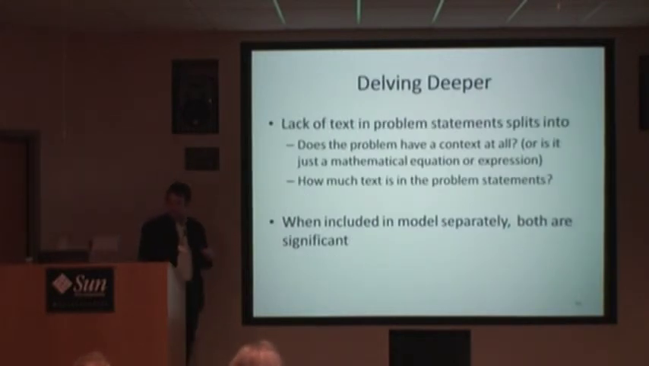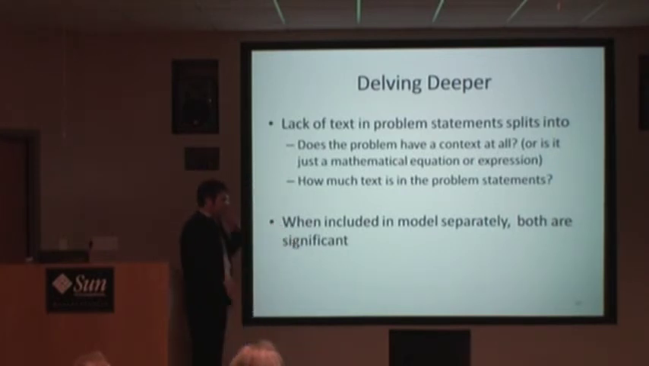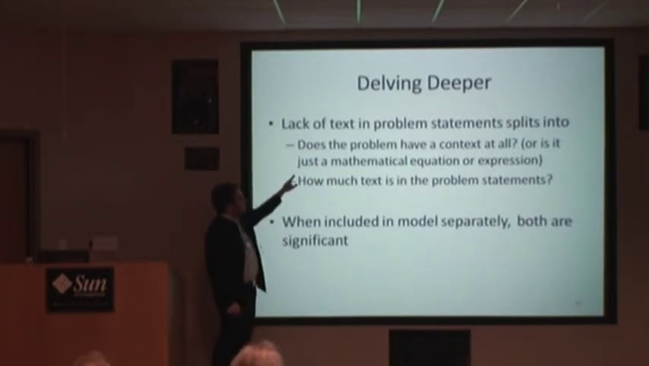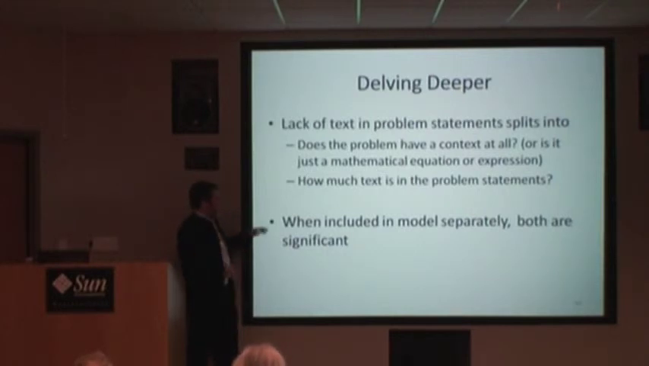So the lack of text and problem statements, as I mentioned, having more text and problem statements means less gaming, or conversely, less text and problem statements, more gaming. And that breaks into, does the problem have a context at all, or is it just a mathematical equation or expression, like in Aplusix? That's relatively rare in the cognitive tutors, but we do have some lessons of that nature. And if there is a problem statement, how much text is in them? So that text could be world of work text, it could be school kind of scenarios, it could be fantasy. But which one of it doesn't matter. But when you include both these things in the model separately, they're both significant.